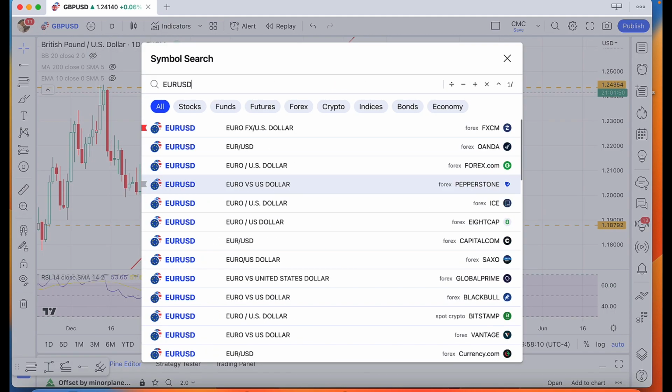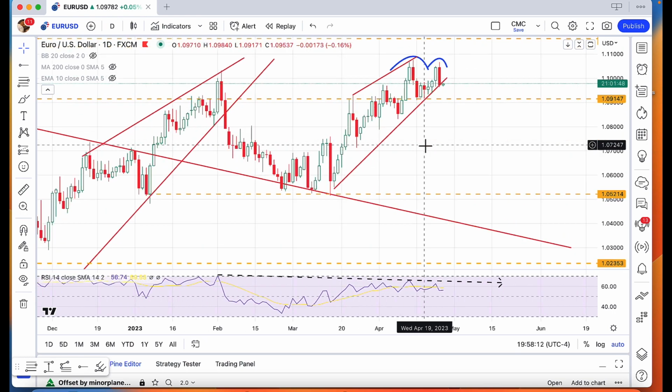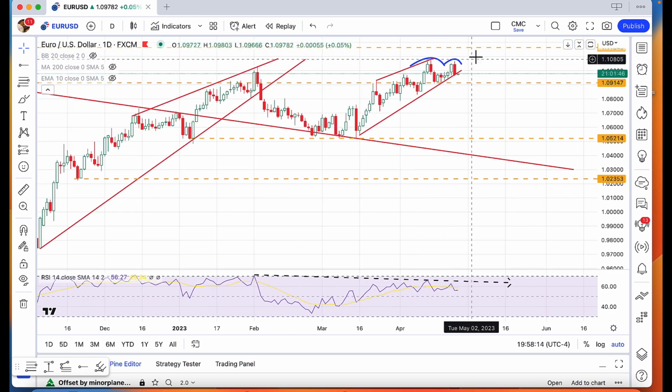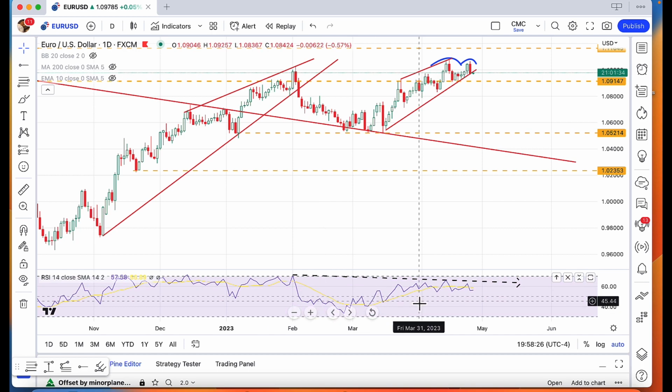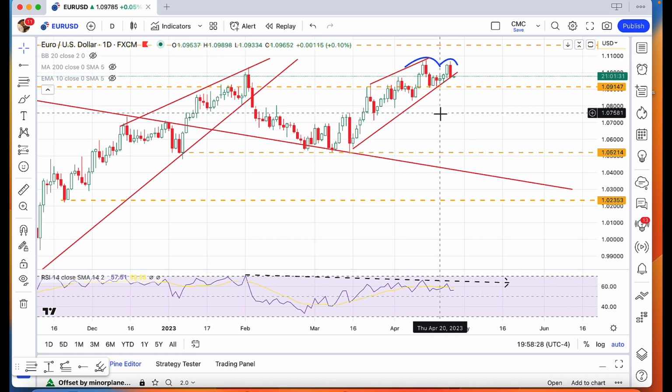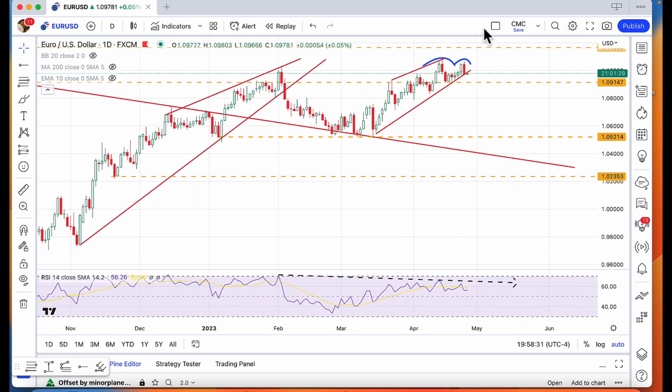When we look at the euro, that also is indicating that potentially we're going to see a reversal and a move down, and certainly seeing bearish divergence forming in the RSI. We've been talking about this region now for some time. And again, you can see the bearish rising wedge, the potential double top here, and a potential reversal down.